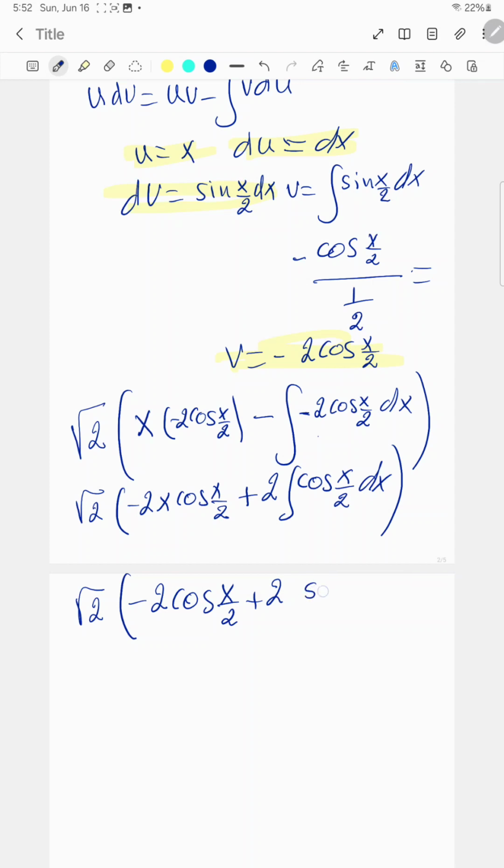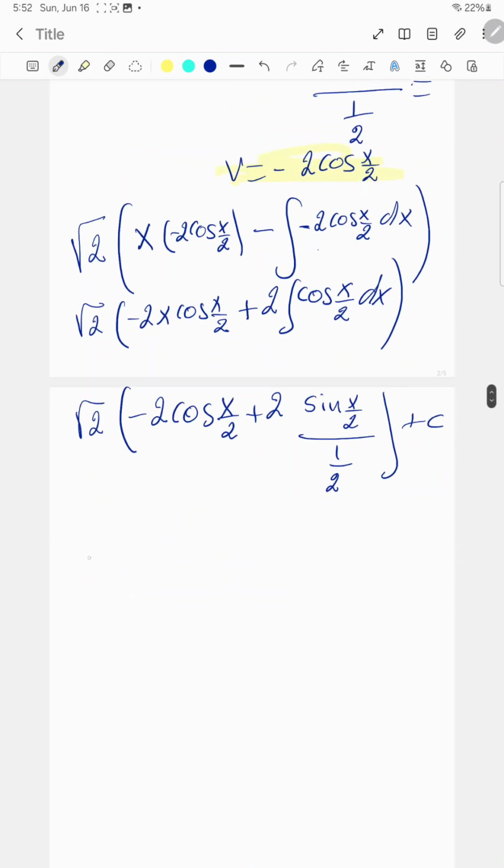sine x divided by 2 divided by 1/2. And there is a plus c here. Let's put it outside. And it becomes square root of 2 minus 2 cosine x divided by 2 plus 4 sine x divided by 2 plus c.